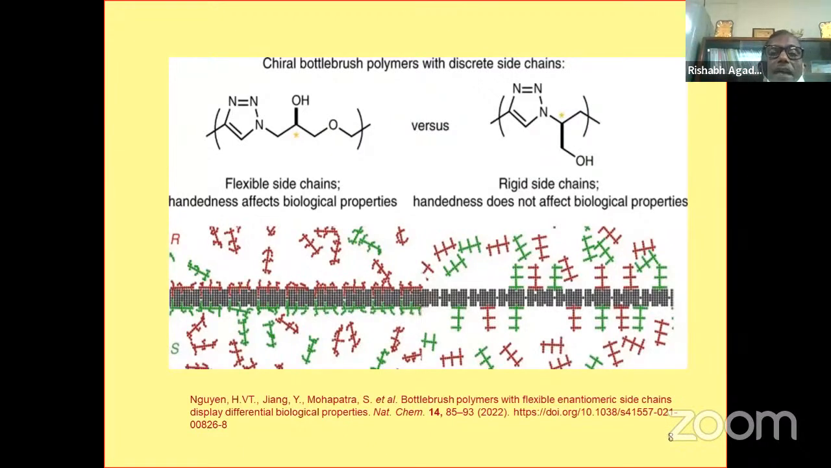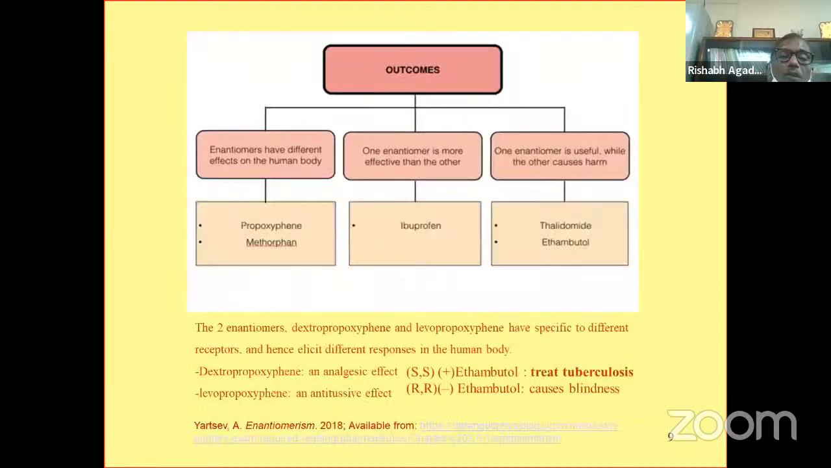Now one example I am quoting here, that chiral bottle brush polymers with discrete side chains, so with flexible side chain and rigid side chain. So in that case, your rigid side chain will have the handedness and does not affect the biological properties. Whereas flexible side chain molecules will have the handedness and affect biological properties. So in that case, we will require the rigid side chain. So based on that, it will not affect the biological properties.